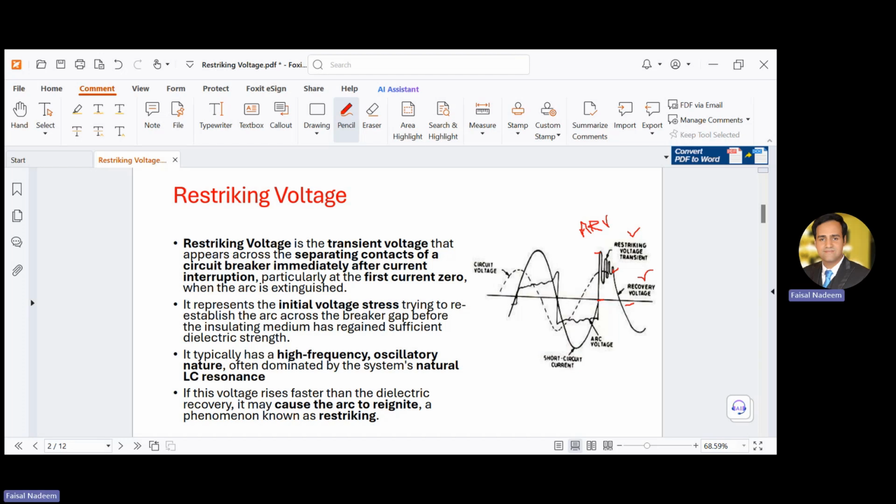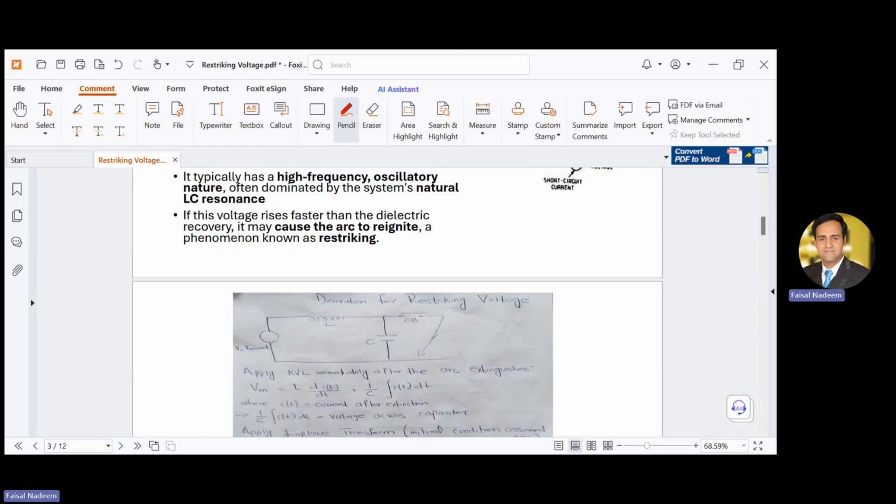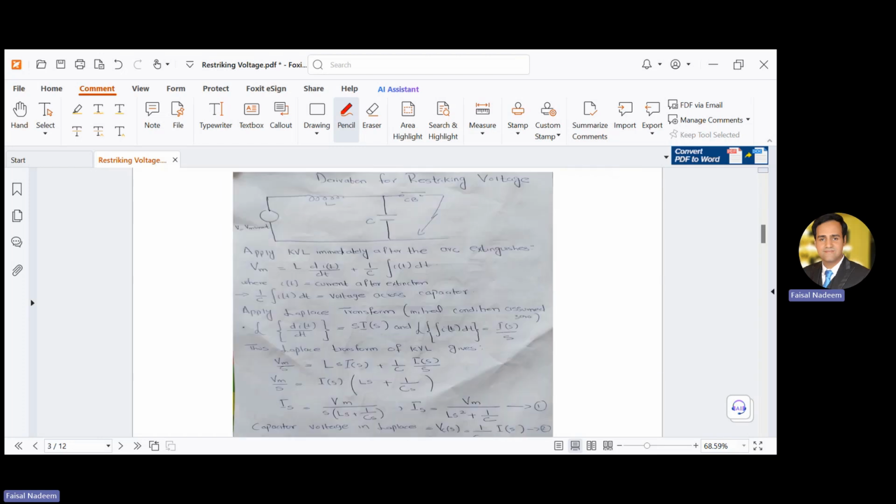The frequency ranges from 1 kilohertz to 10 kilohertz. So it has a high frequency. These restriking voltage transients have high frequency from 1 kilohertz to 10 kilohertz. If the voltage rises faster than the dielectric recovery, it may cause the arc to ignite, a phenomenon known as restriking. So now we will perform the derivation of restriking voltage.